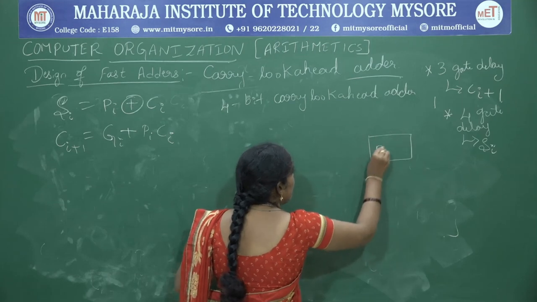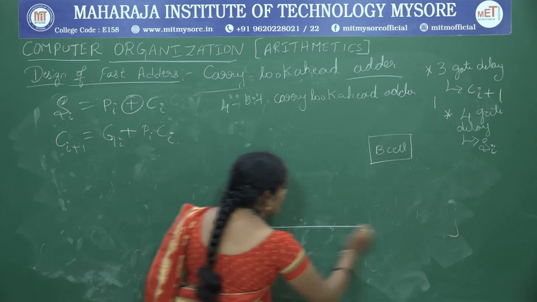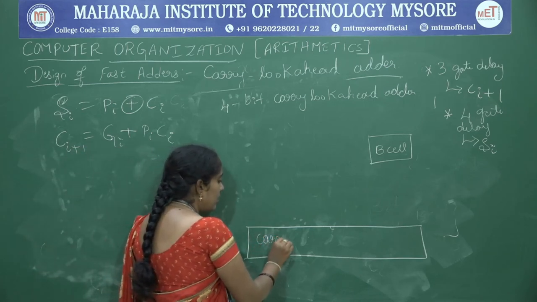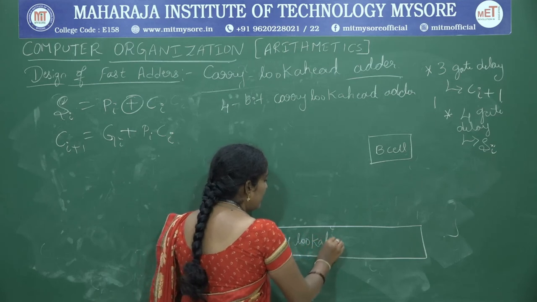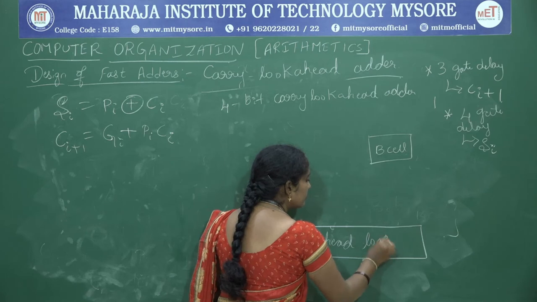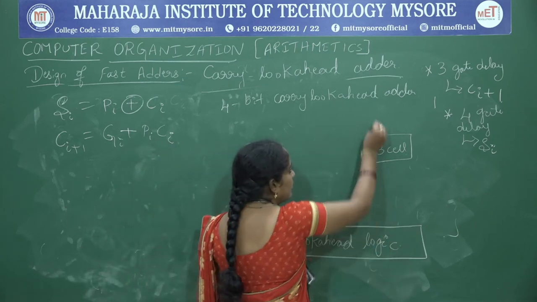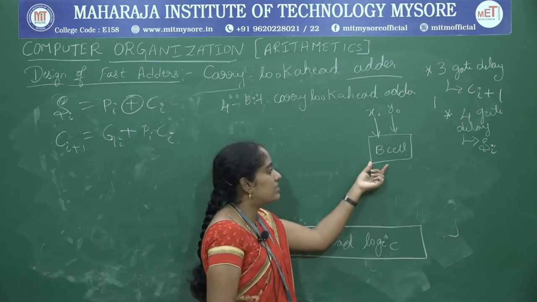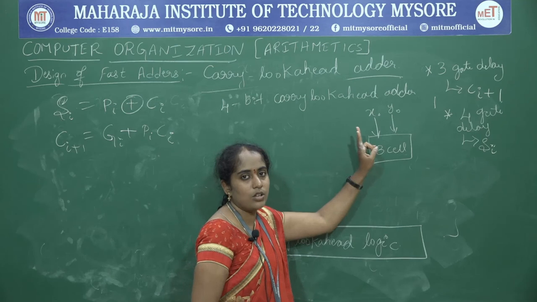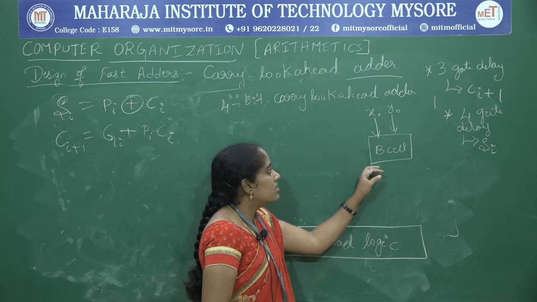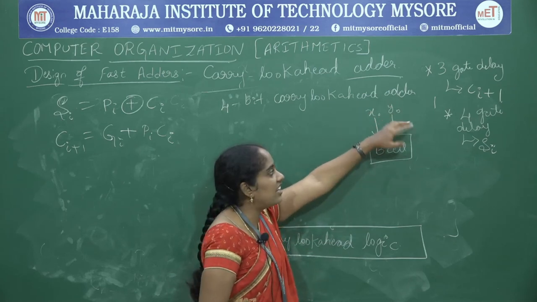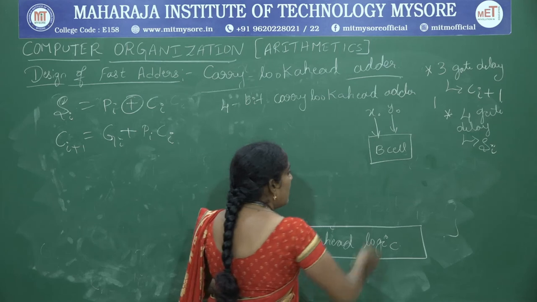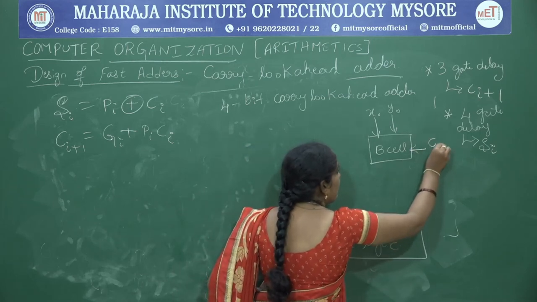Okay, this is the B cell. In the carry look ahead adder we are using carry look ahead logic. Here this is the carry look ahead logic. In this, this is X0 and Y0, this is a bit cell. Inside this we have 2 XOR gates and one AND gate. So to get Ci plus 1 we need 3 gate delays, and to get the Si value we need 4 gate delays.